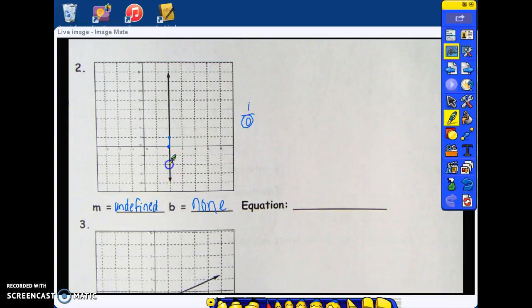For every point, my x-coordinate is going to be 2, because I'm going to the right 2, and then down 1, to the right 2, up 2. So my equation is x equals 2.